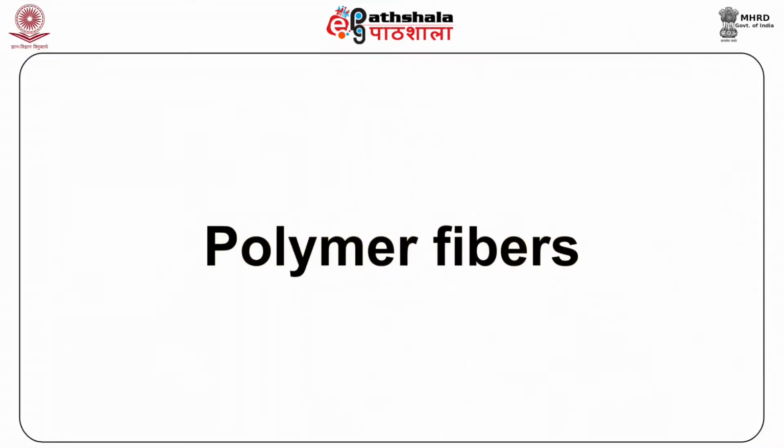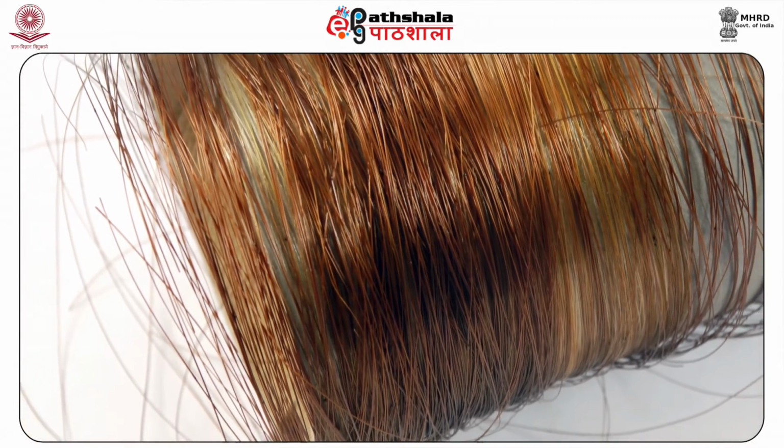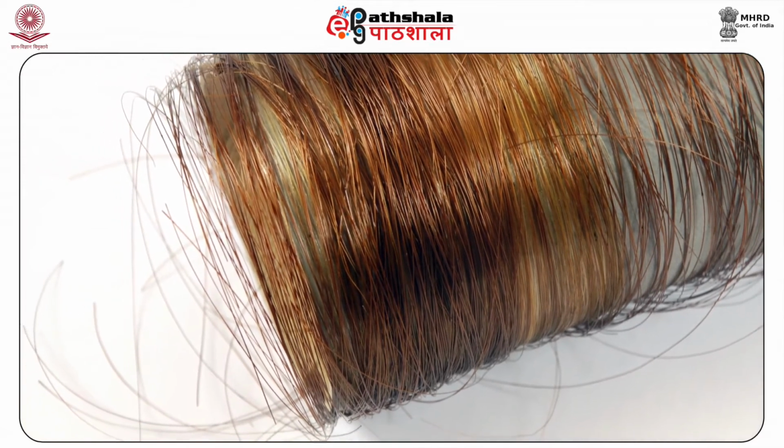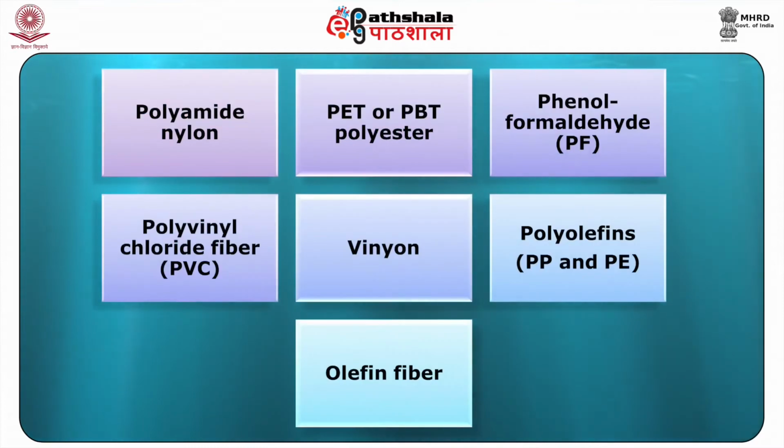Polymer fiber. These fibers are a subsection of man-made fibers that are centered on synthetic chemicals. A lot come from petrochemical sources, some arising from natural materials by a purely physical process. These fibers are made from polyamide nylon, PET or PBT polyester, phenol formaldehyde PF, polyvinyl chloride fiber PVC, vinylon, polyolefins, PP or PE olefin fiber.